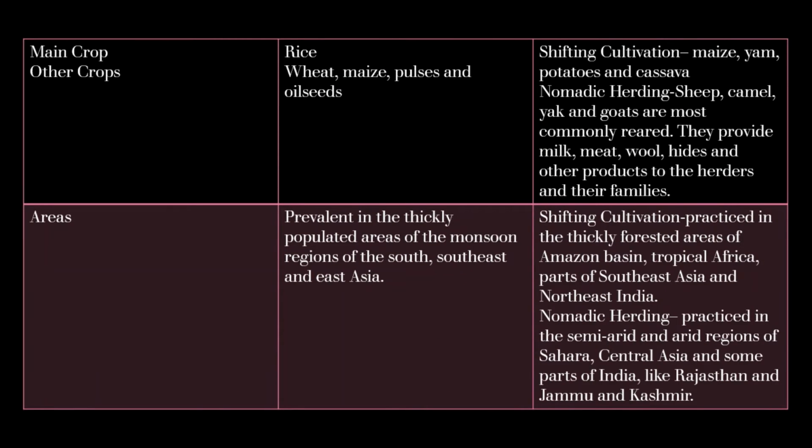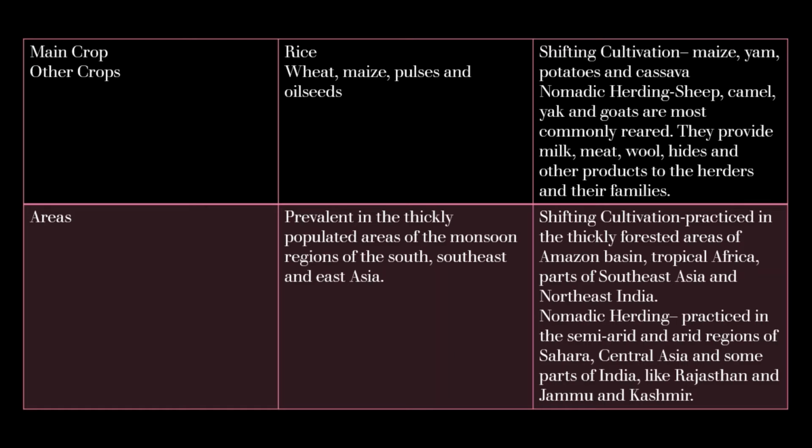Main crops: rice, wheat, maize, pulses and oilseed. Shifting cultivation: maize, yam, potatoes and cassava. Nomadic herding: sheep, camel, yak and goats are most commonly reared. They provide milk, meat, wool, hides and other products to the herders and their families.